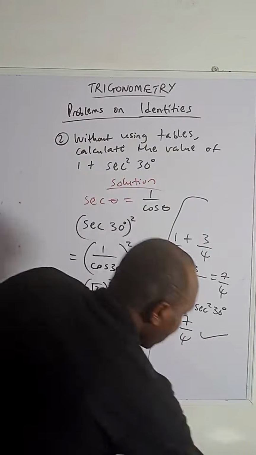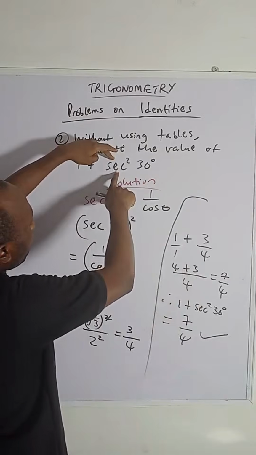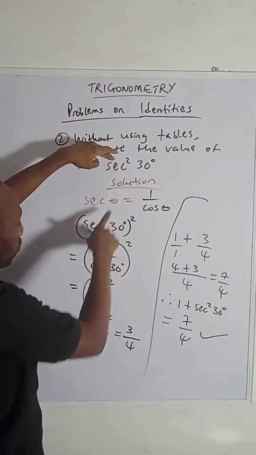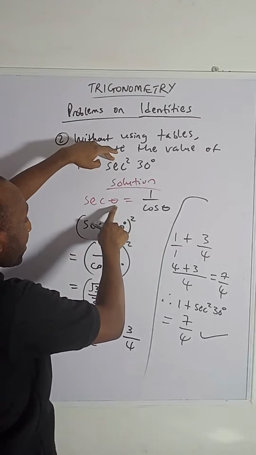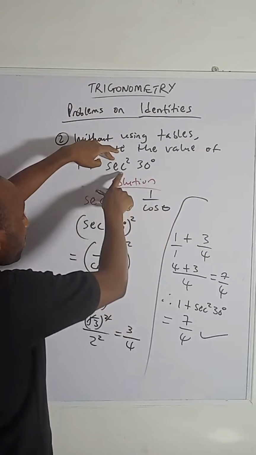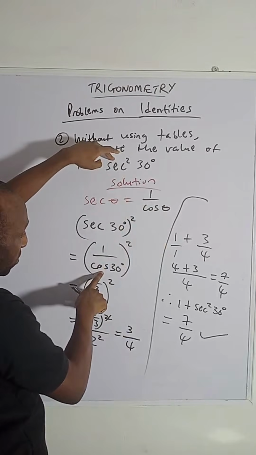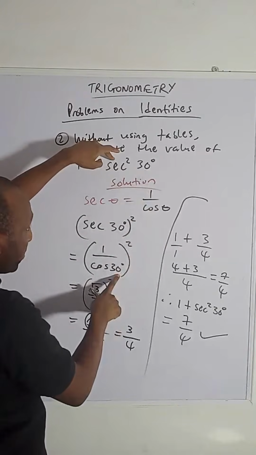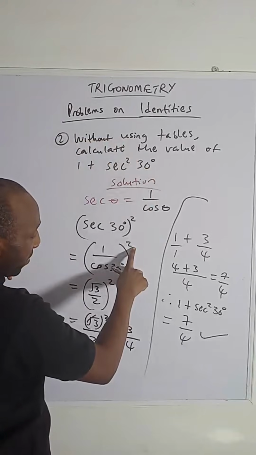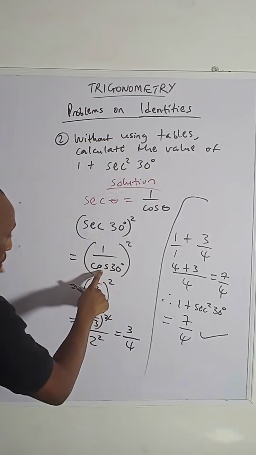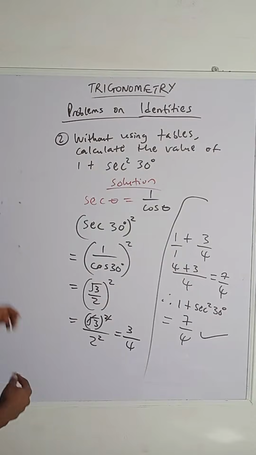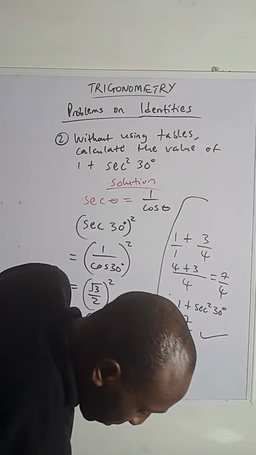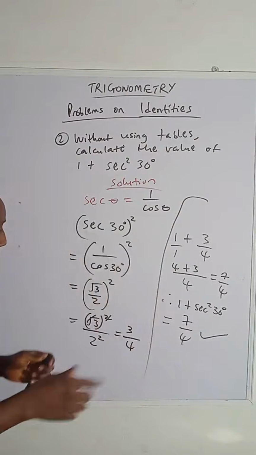So what I did here, see, I changed this sec to 1 over cos theta, because we know that sec theta is equal to 1 over cos theta. So I changed this sec to 1 over cos 30 here, 30 here. The squared here is what we have here. Then cos, excuse me, are you sure? Wait, it seems there's a mistake with this. Okay, hold on. Yes, that's true.